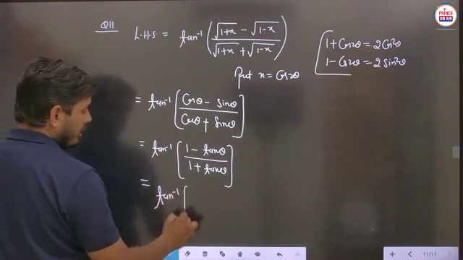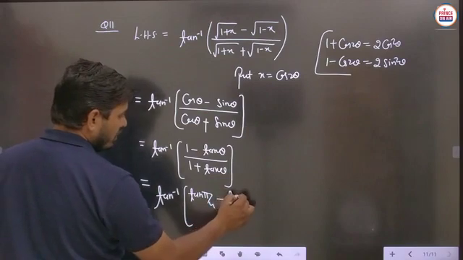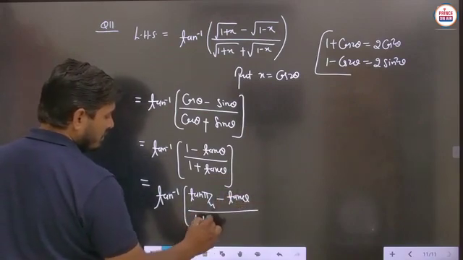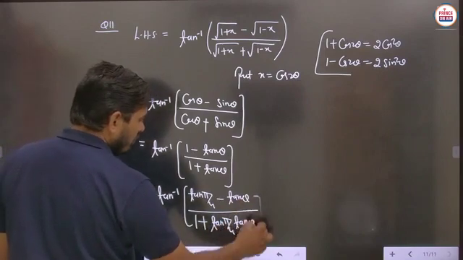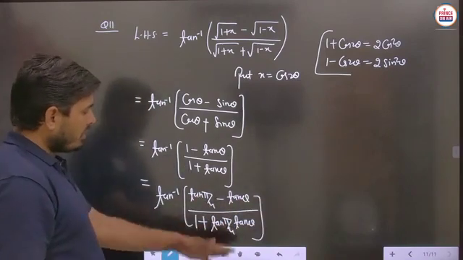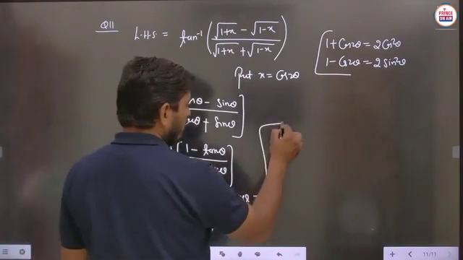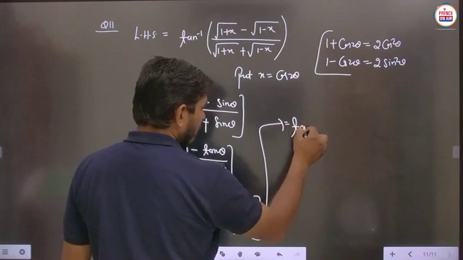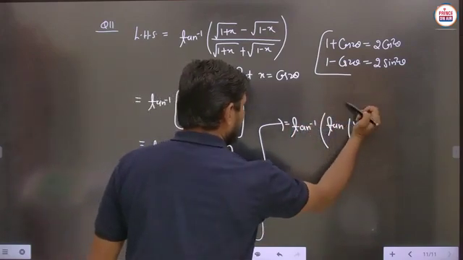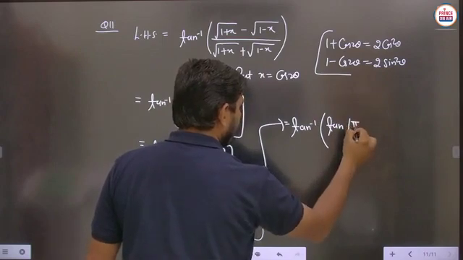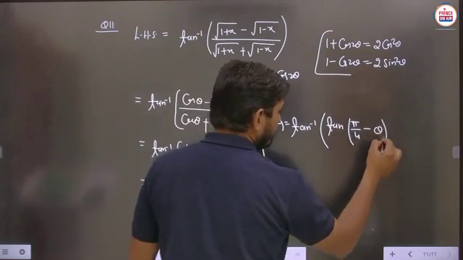So finally it will be written as tan pi by 4 minus tan theta divided by 1 plus tan pi by 4 into tan theta. Now tan a minus tan b upon 1 plus tan a tan b, that should be the formula of tan a minus b. So after all you can check the answer here. Tan inverse of tan of pi by 4 minus theta. Is it clear?